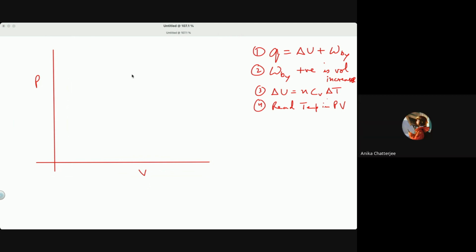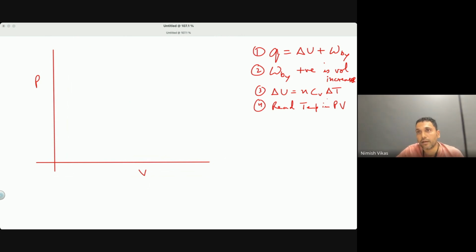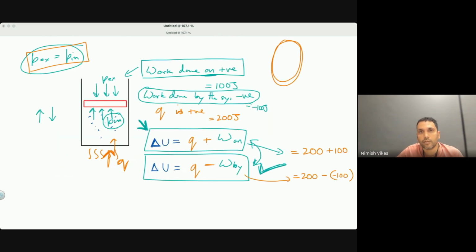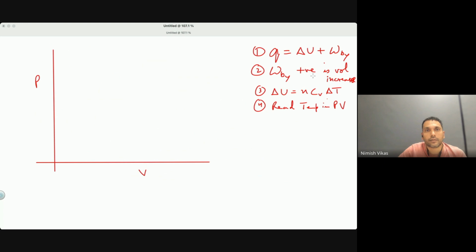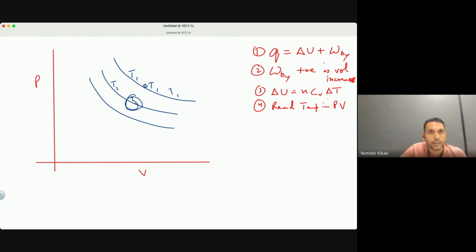Could you go to the fourth one? Yeah, reading temperature in the PV graph. Oh, I deleted that slide. Like I showed, what are isotherms? This temperature will be all the same, T1, T1, T1. This will be T2, T2, T2. This should be lower than this. This is higher because the PV multiplication is higher over there and lower over here, right? Is that clear?